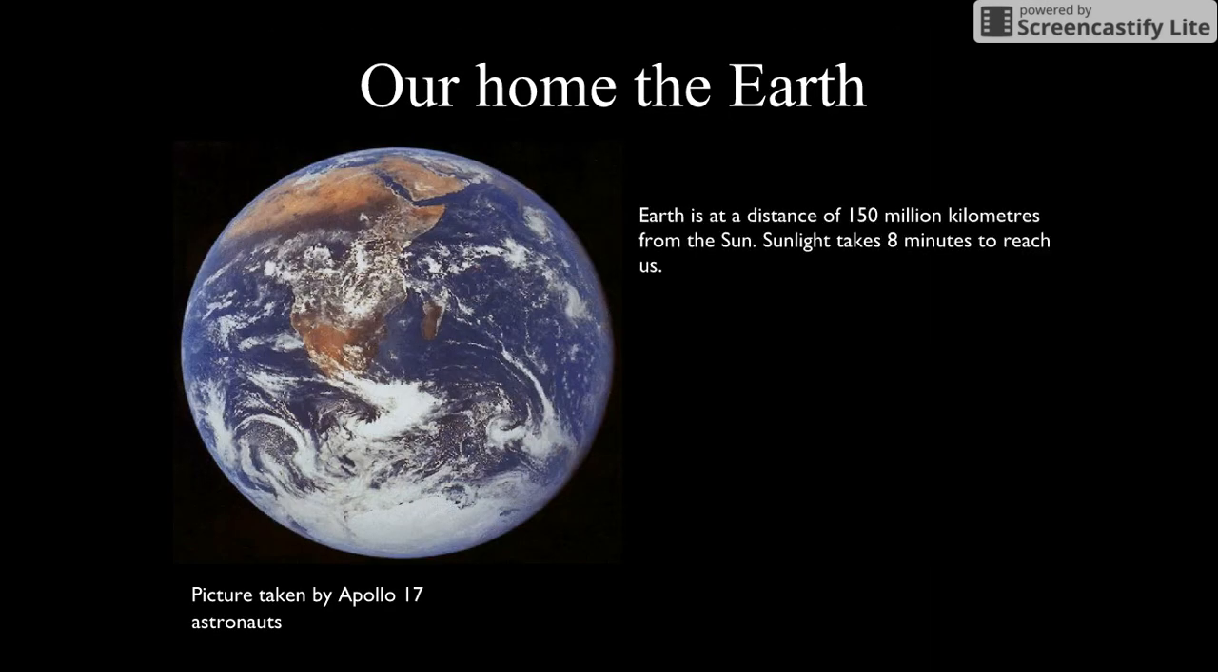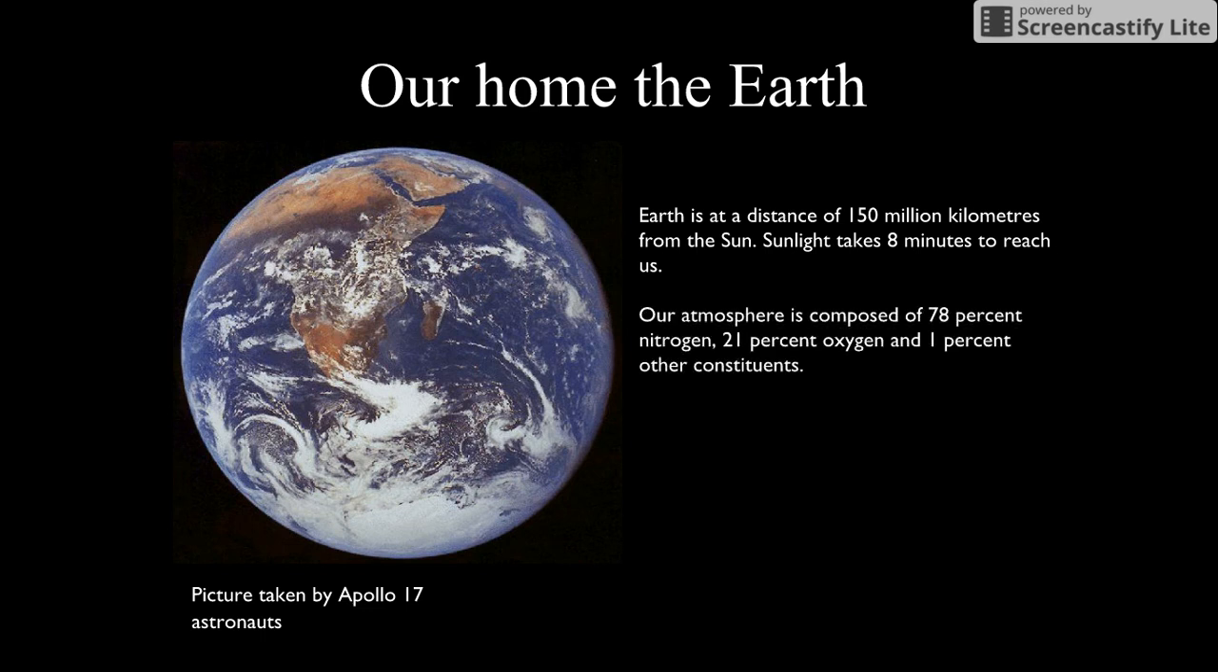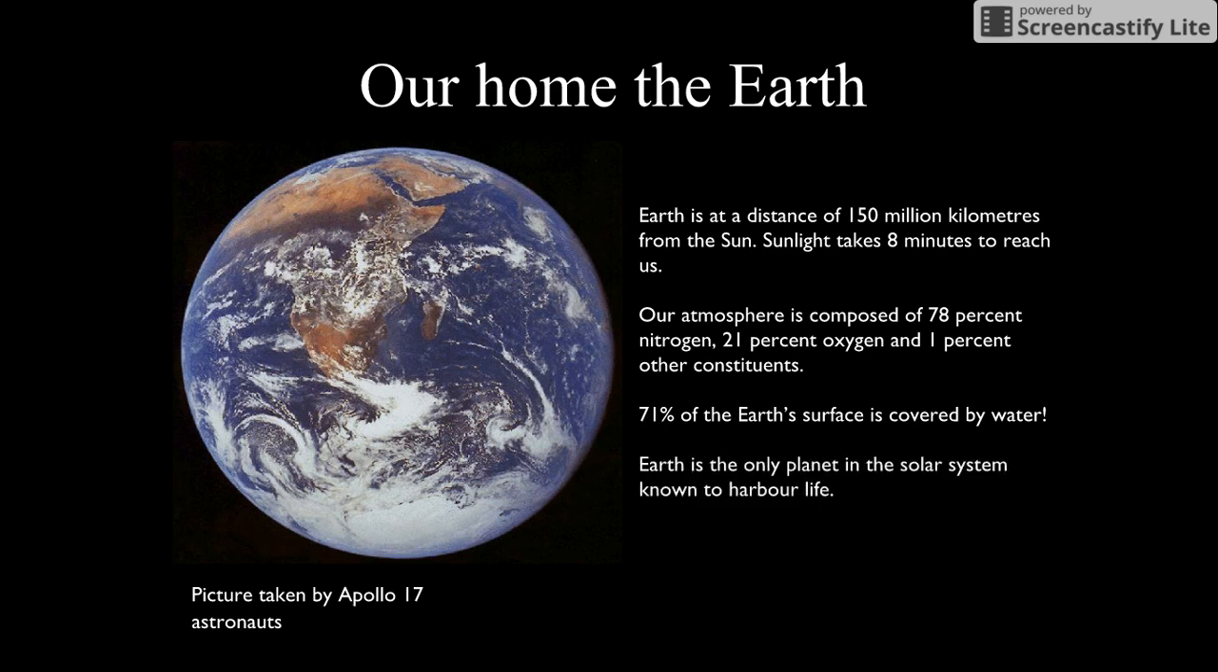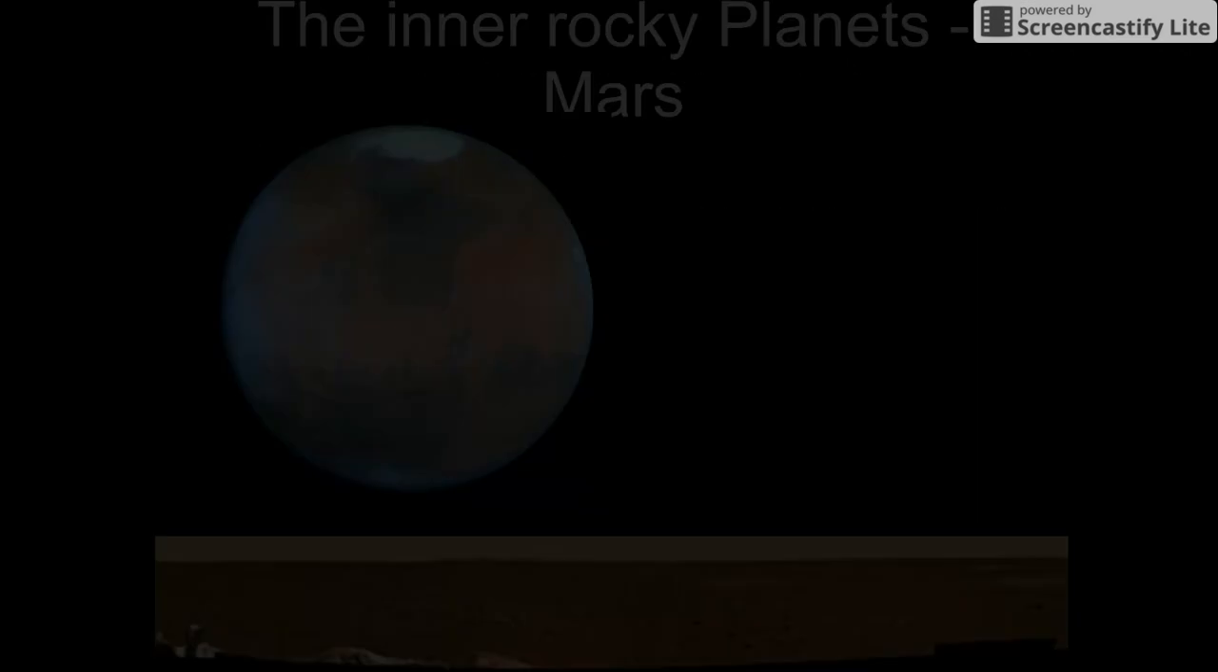And of course, there's Earth. Earth is at a distance of 150 million kilometers from the sun. Sunlight takes 8 minutes to reach us. Our atmosphere is composed of 78% nitrogen, 21% oxygen, and 1% other constituents. 71% of the Earth's surface is covered by water. The Earth is the only planet in the solar system known to harbor life.